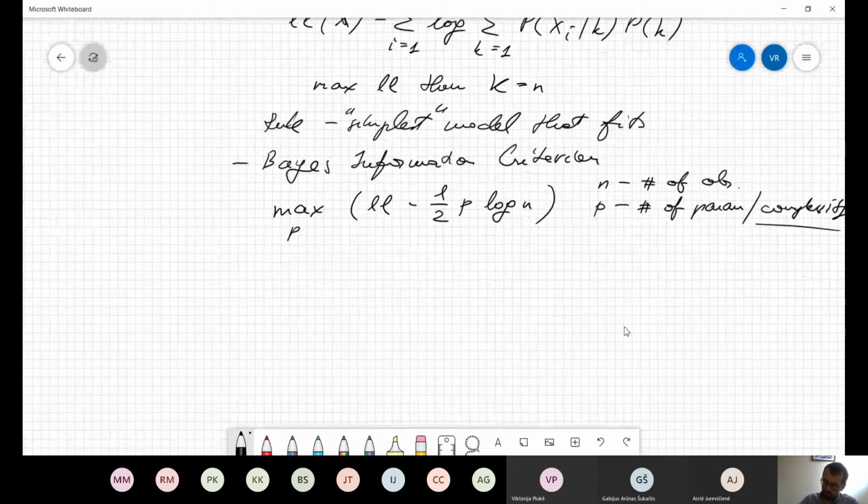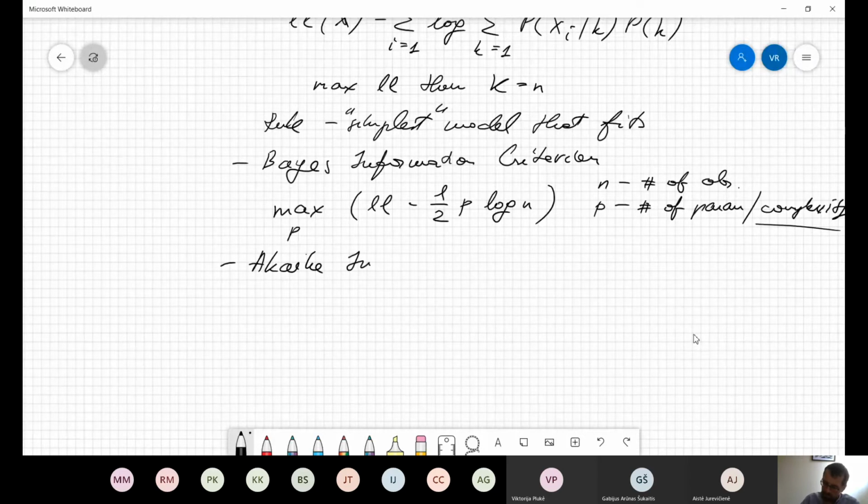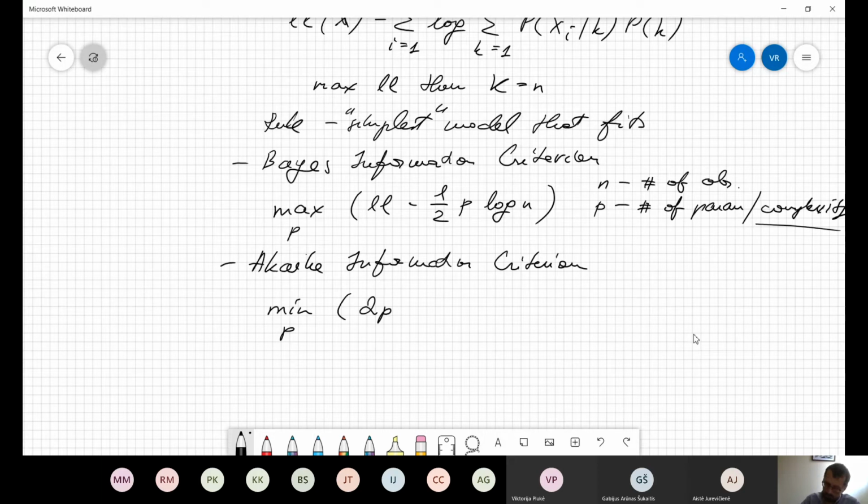The other one is called the Akaike information criterion. It is very simple, but slightly different because now we want to minimize over P, where the formula is 2P minus log likelihood. In both of these criteria, we include the number of parameters.